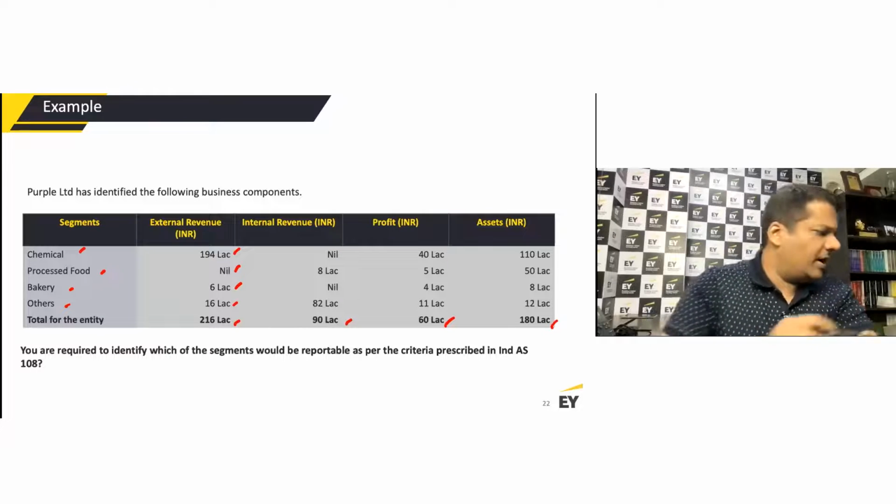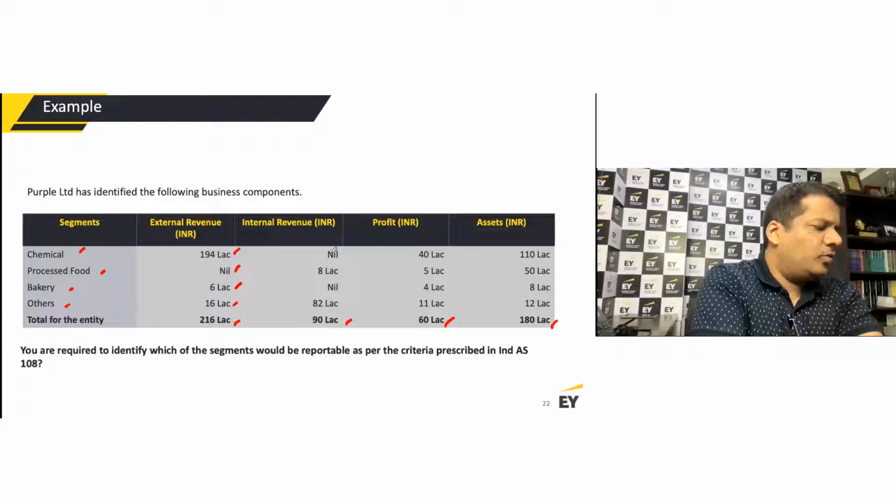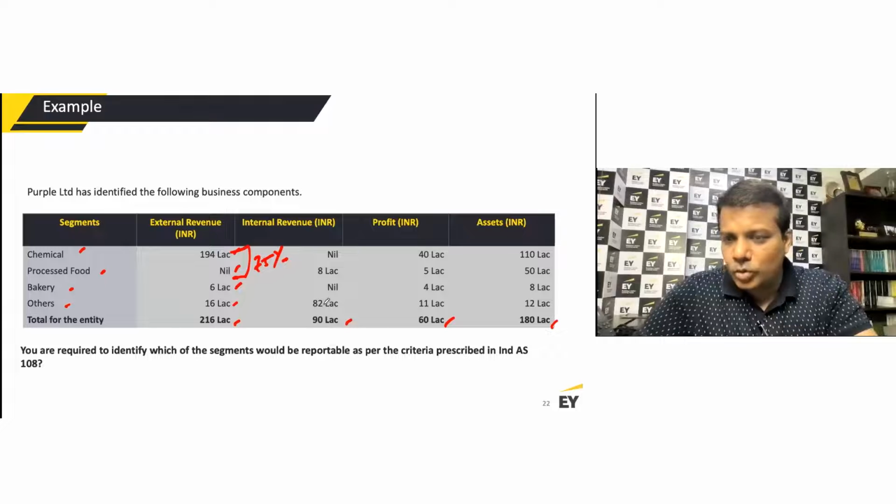When you look at the revenue here, external revenue and internal revenue, it is 194 lakh, and there's zero internal revenue here. 194 divided by 216 is more than 75%, right? And hence, if we cover this, we meet both the criteria.